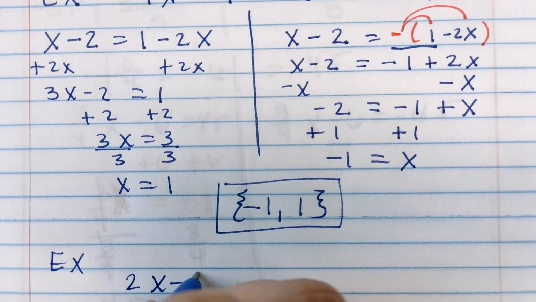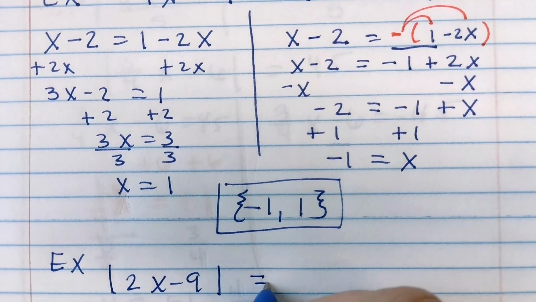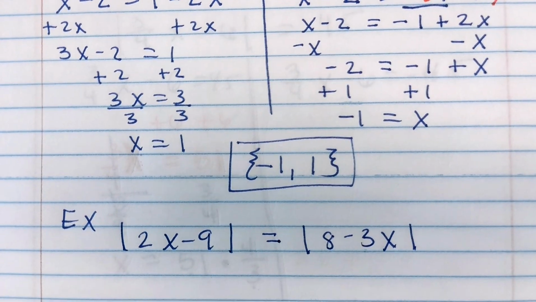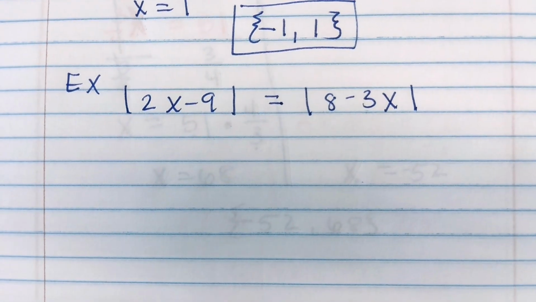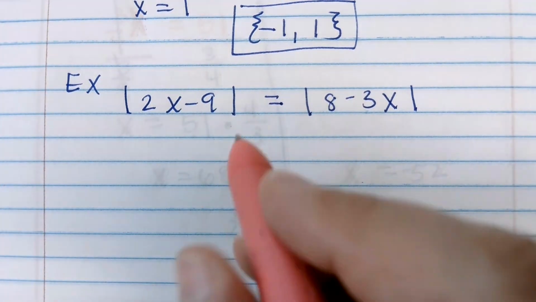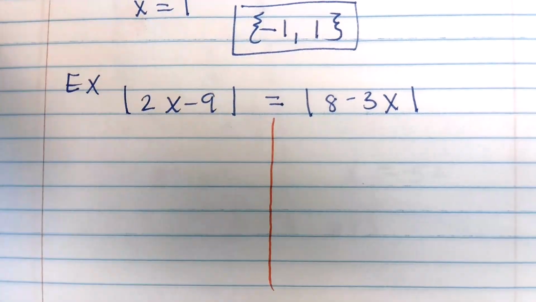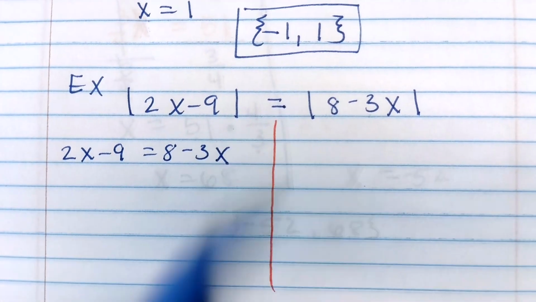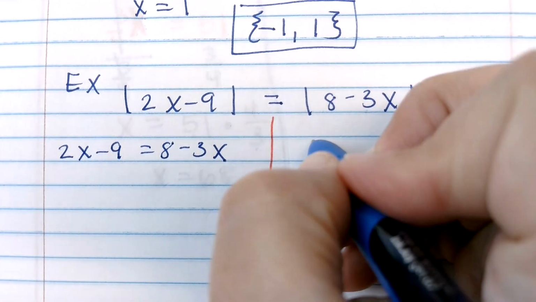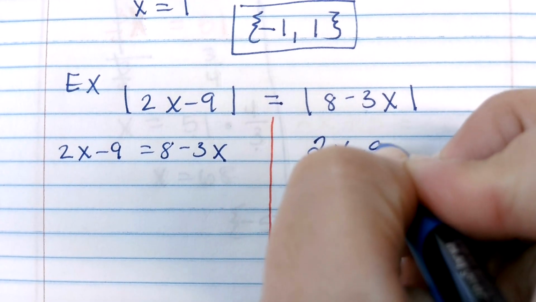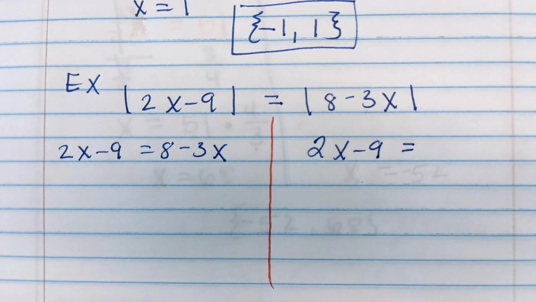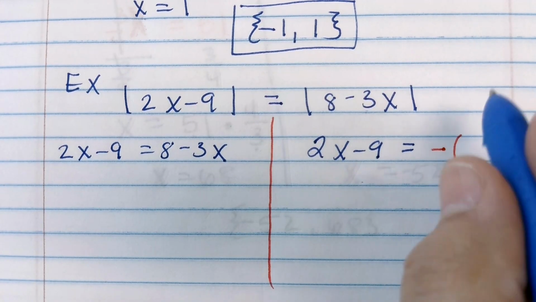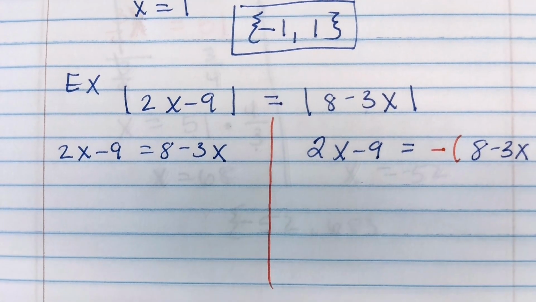So we have 2x minus 9, absolute value, is equal to 8 minus 3x, absolute value. Oh, I did that all in one color. We're going to split. Write the original, 2x minus 9 equals 8 minus 3x. Just drop the absolute value. On the other side, 2x minus 9 equals negative, parentheses, 8 minus 3x.